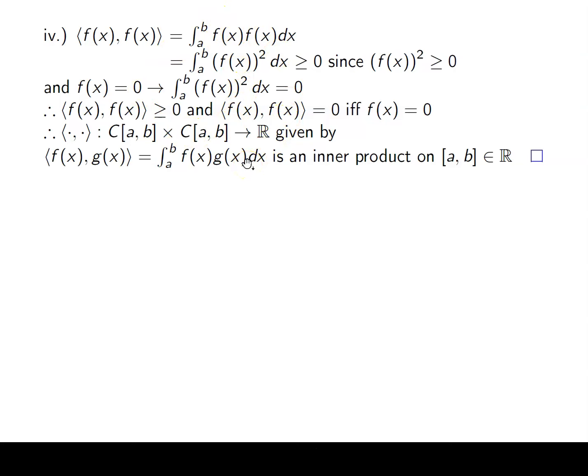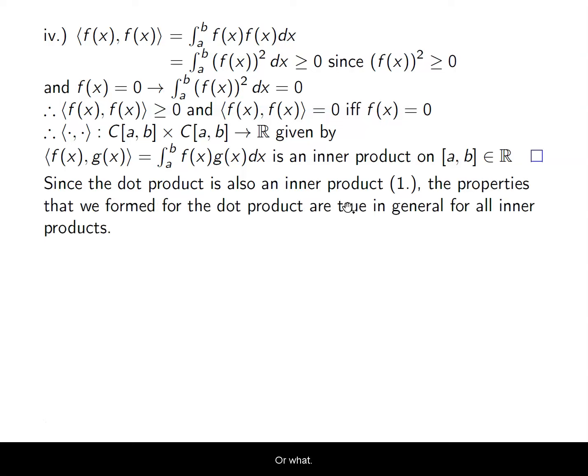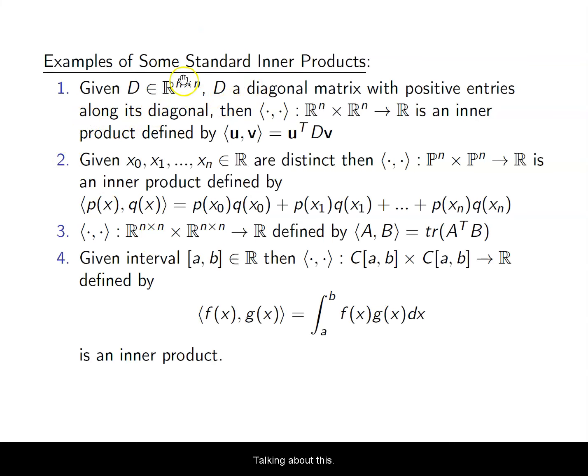So since the dot product is also an inner product, the properties that we formed for the dot product are true in general for all inner products, right? So when I say 1, I mean talking about this. This is the one I'm referring to. Remember, the dot product is your weighted inner product where the weights are evenly distributed, so this D is just I, okay? So this is your standard dot product, right? That was our definition of the dot product.